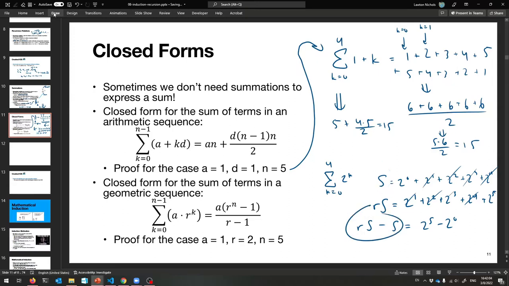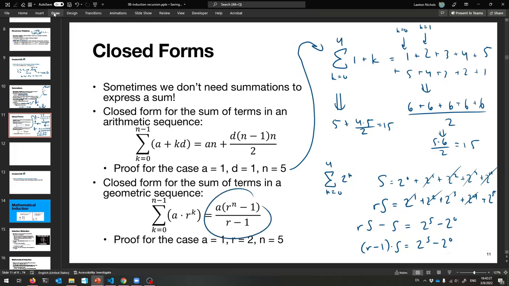So we can take out the S here. We can be like S times R minus 1 equals 2 to the 5 minus 2 to the 0. And this is where you end up dividing by R minus 1. That's where that comes from, okay? So just take this, divide by R minus 1, which is just 1 in our case, and you end up with the right answer, okay?